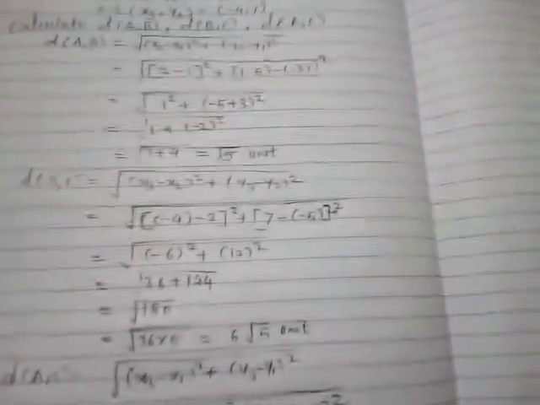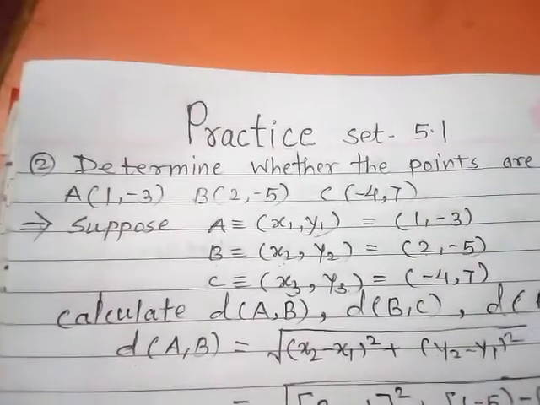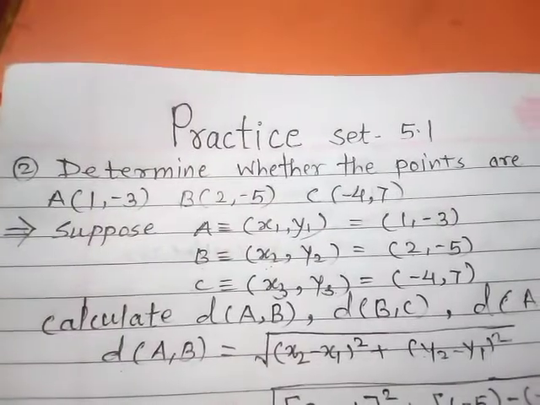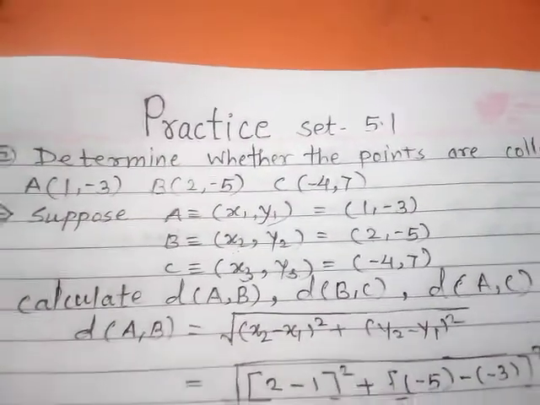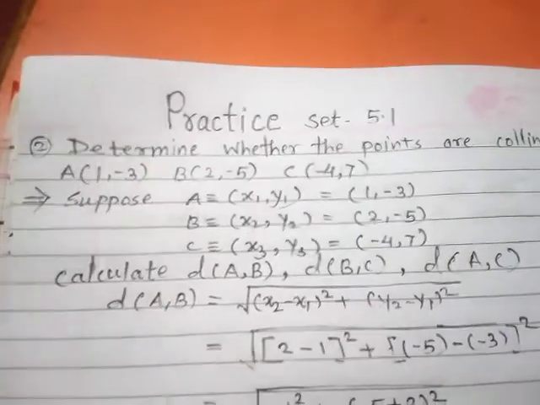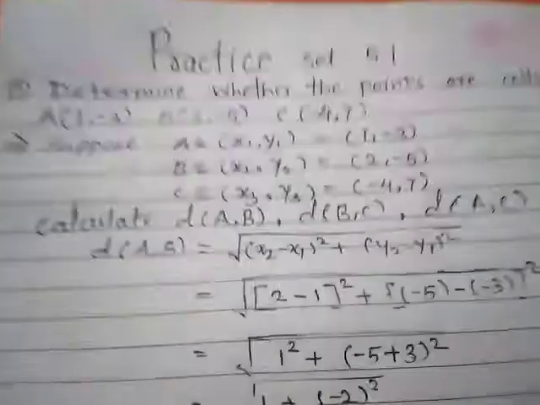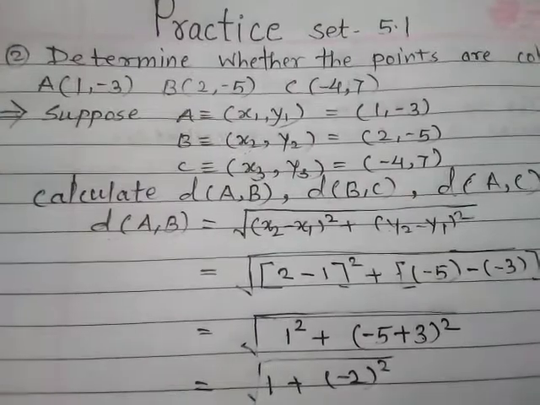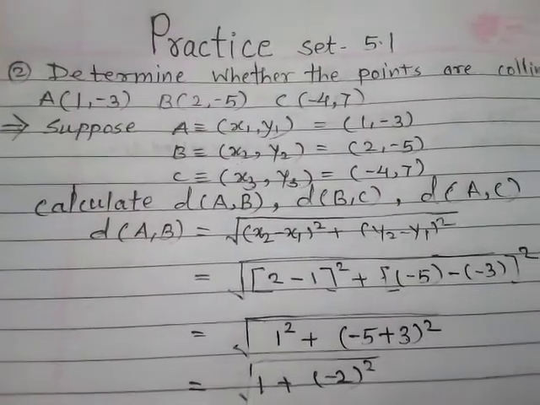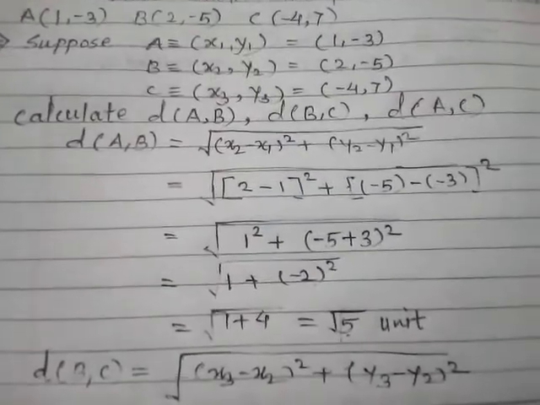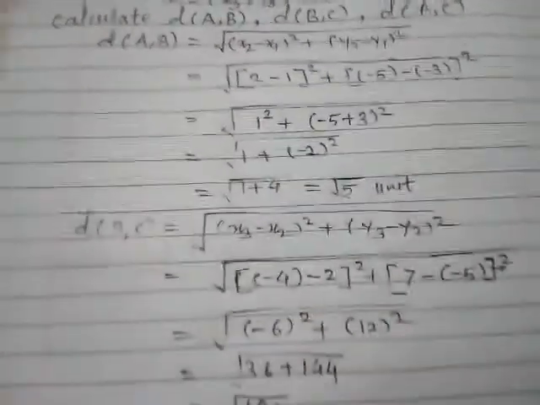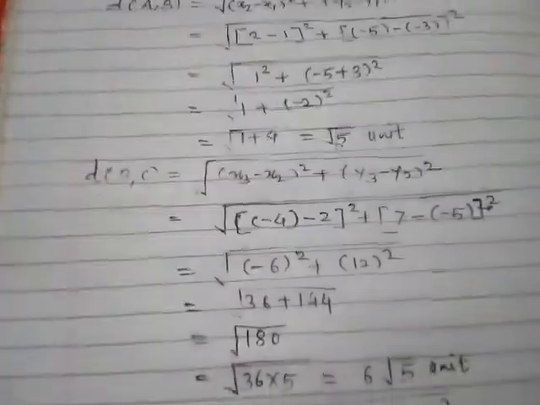Let's recap. 3 points are given: point A, point B and point C. Consider A as x1, y1, B as x2, y2, and C as x3, y3. By using the distance formula, first we calculate the distance between A and B. Distance AB is equal to the square root of (x2 minus x1) squared plus (y2 minus y1) squared. By putting the values, we get the answer root 5. That means distance AB is equal to root 5.